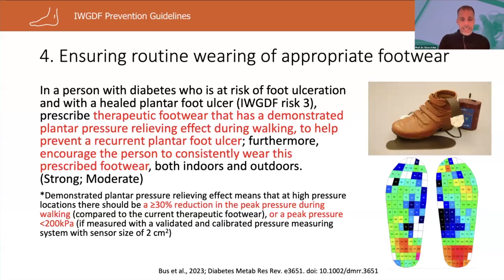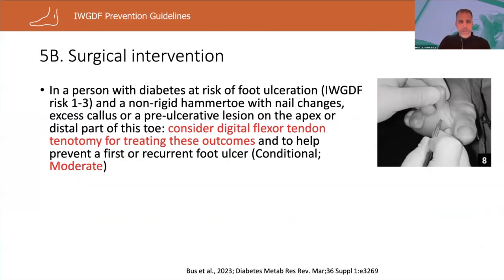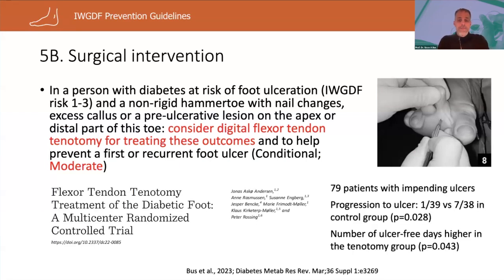The guideline also has some indications for what we mean by demonstrated plantar pressure relieving effect. When it comes to surgical intervention, one of the new recommendations that we now have, based on recent RCTs on flexor tendon tenotomy, is that in a person who has diabetes and is at risk of foot ulceration, who has non-rigid hammer toes and excess callus or a pre-ulcerative lesion on the apex of the distal part of the toe, you should consider digital flexor tenotomy for treating these.